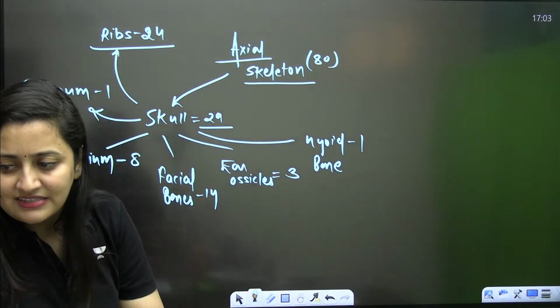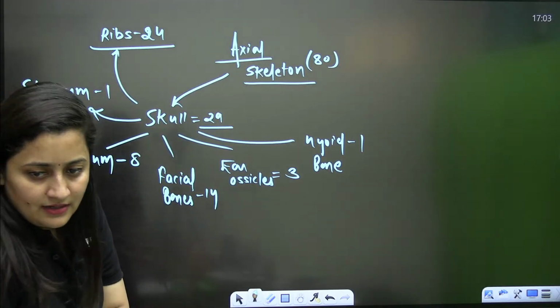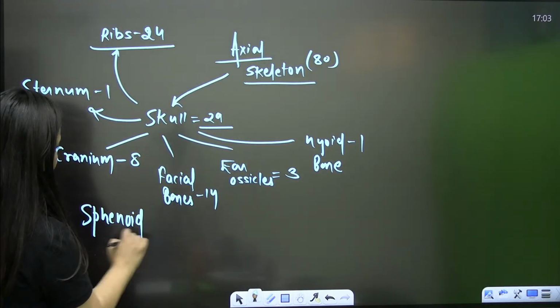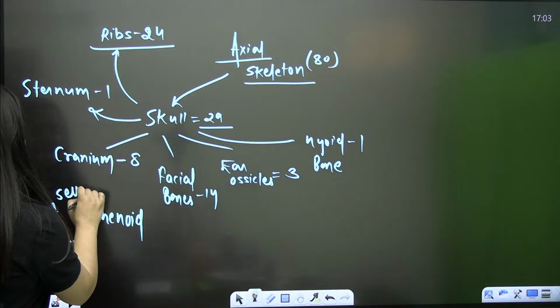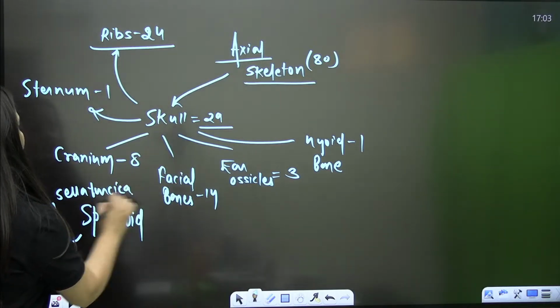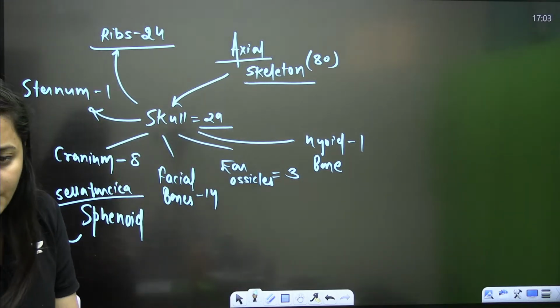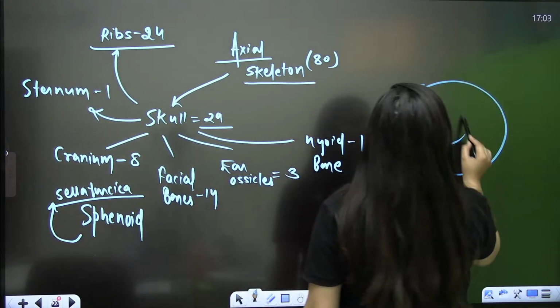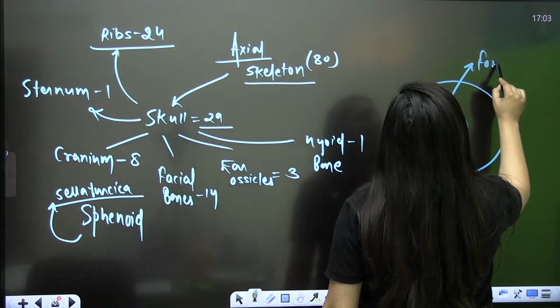Which bone is having the sella turcica? It is your sphenoid bone. S for sphenoid, S for sella turcica. Sella turcica is just a bony depression where your pituitary gland will be there. Where will you find the foramen magnum? In the occipital bone.